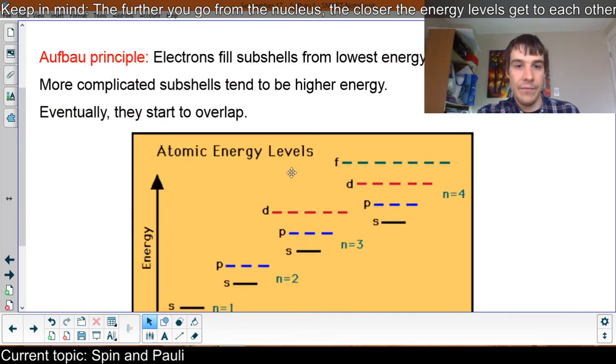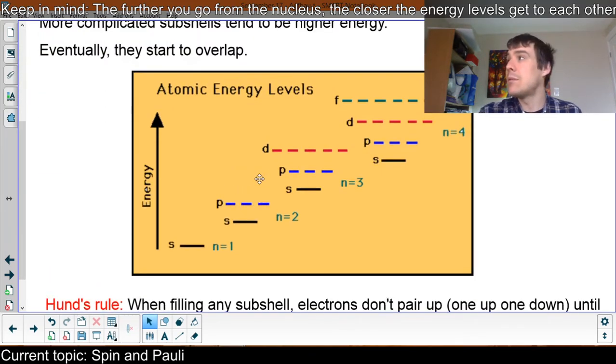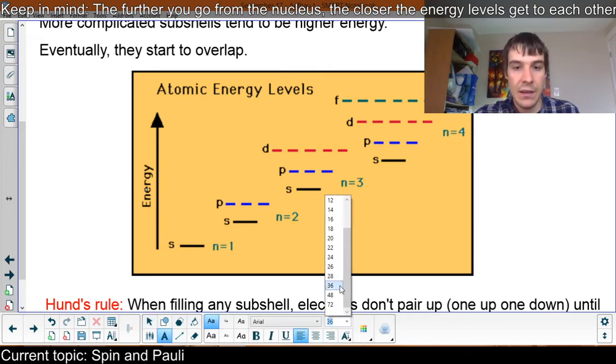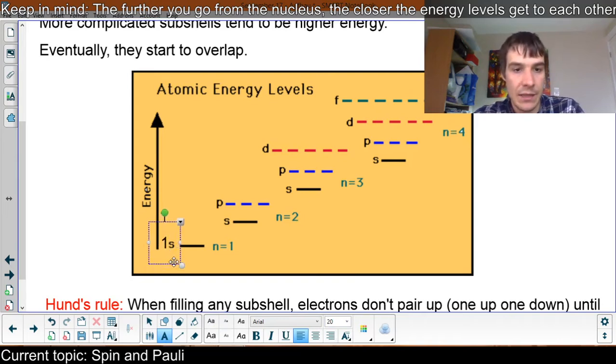Right, and here's a diagram of that overlap, the same kind of overlap that I'm trying to show over here. Now you should be able to understand this a little better. SPD, SPD, SPDF, SPDF. We also often put the number in front of it, so this would be 1s. This would be 2s, right? This would be 2p. This would be 3s.